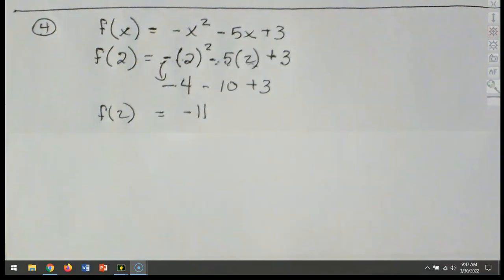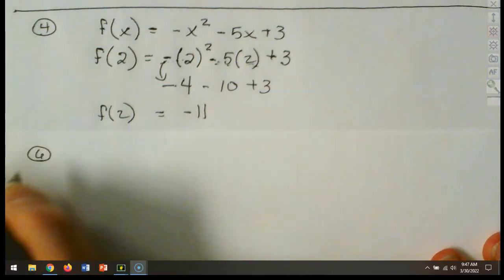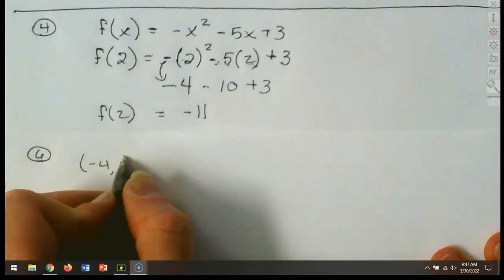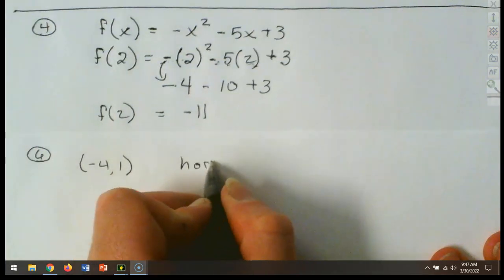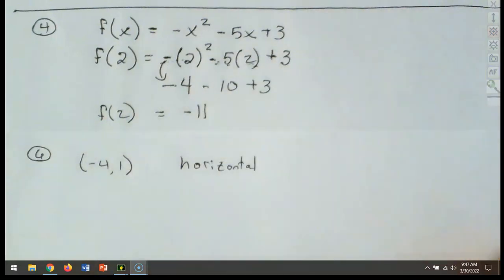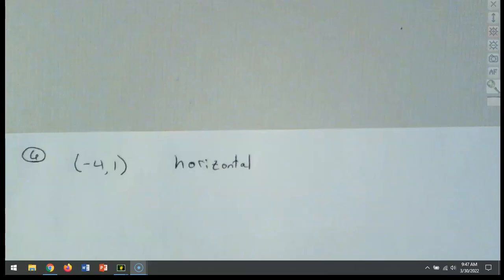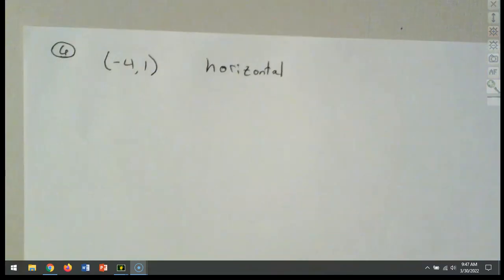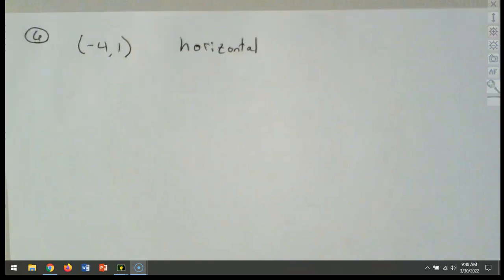Question 6. Right, so question 6. We want to come up with our line equation. There's almost nothing to do. How do we work with this one? We want a horizontal line. So we don't have to use point slope. We don't have to use any of that. We want a horizontal line.